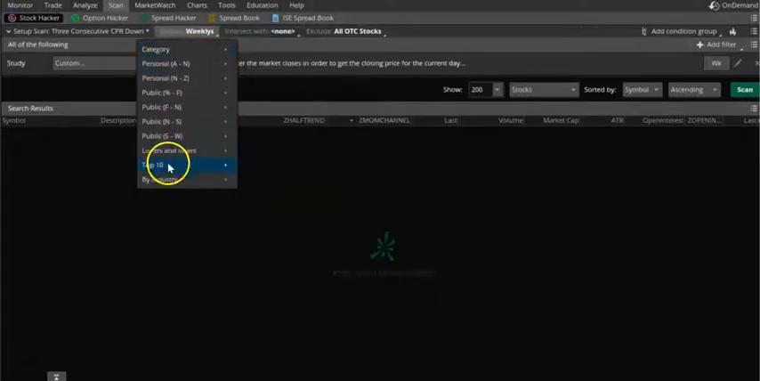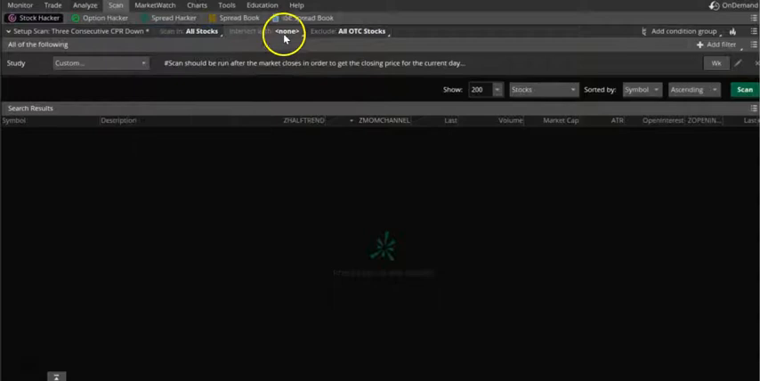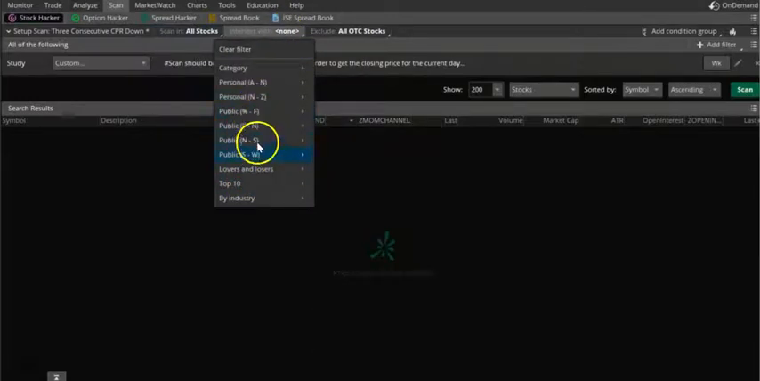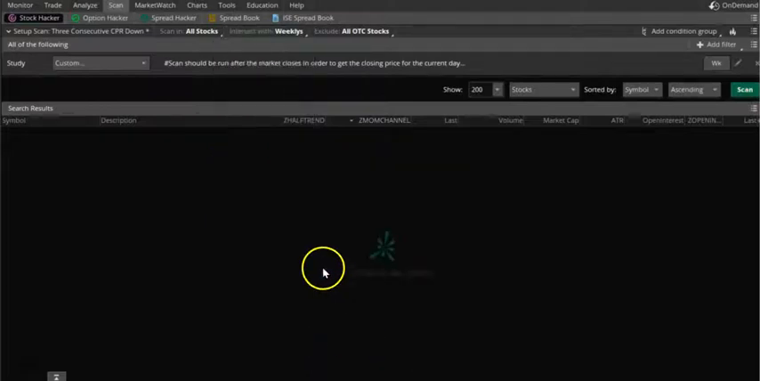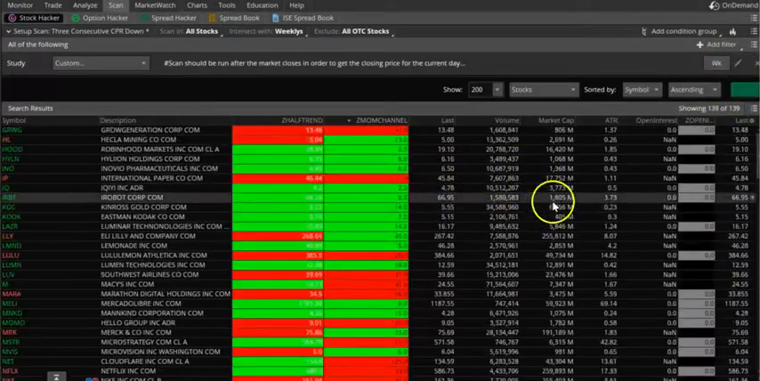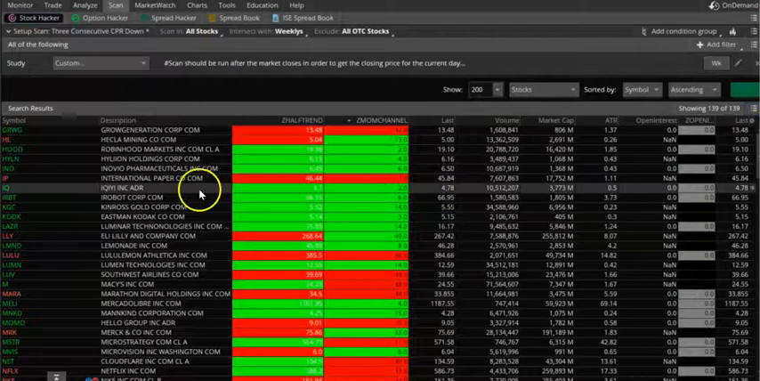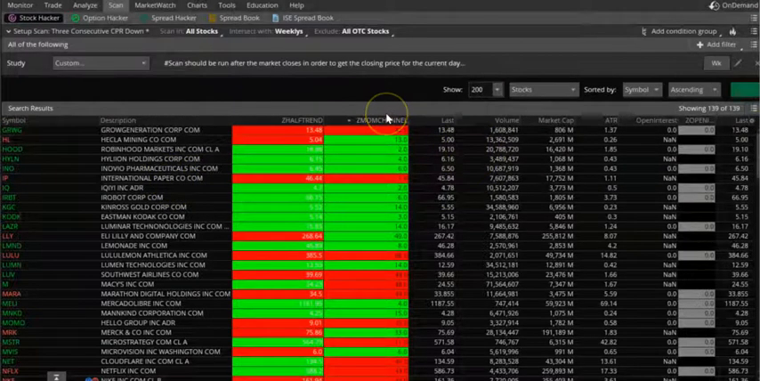I'm going to scan for all stocks, but intersect with weeklies. That basically means only stocks which have weekly options, so those are very liquid stocks. Only liquid stocks will have weekly options. I don't want to be scanning for stocks with low volume, plus I want to do options toward upside or downside. So I only want to look at weeklies, on a weekly time frame. We have 139 stocks here which are downtrending.